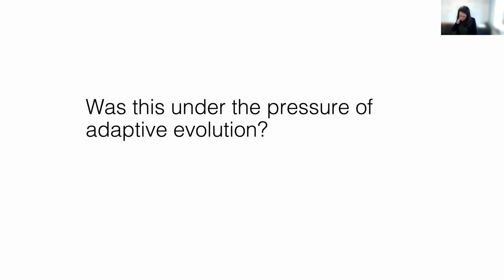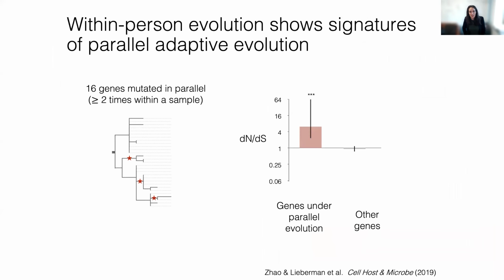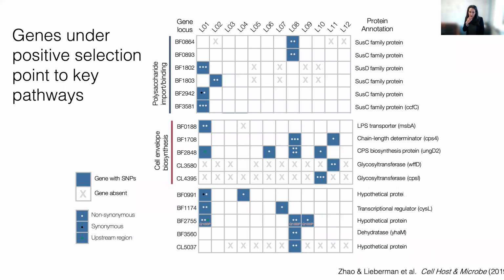But what we really want to know is, are these sweeps under the pressure of adaptive evolution? And so of course we look for genes that were mutated multiple times, parallel evolution. And we found 16 genes that were mutated 2 or more times within the same sample. And again, these genes that are mutated multiple times show this enormous signature for adaptive evolution, while genes mutated just once do not show the signature. And again, we can get a sense of what these bacteria are experiencing in vivo. And what was striking in this case was that 6 of these genes are all called sus-C genes or sus-D genes. There's one sus-D.